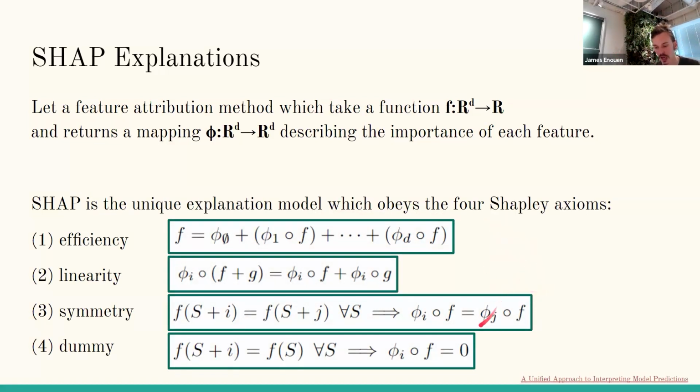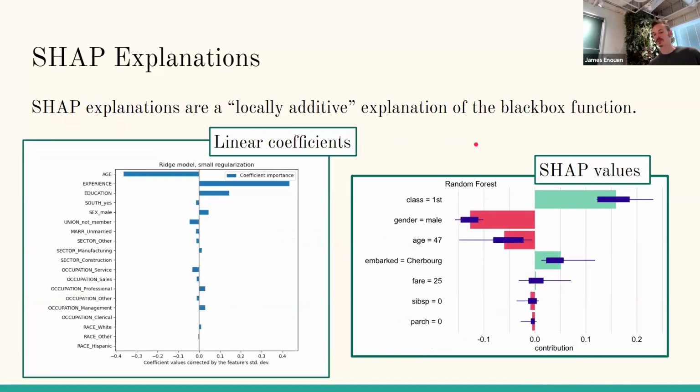If you haven't seen these before, I'd say 3 and 4 are not that interesting. It's just to say you don't have any a priori knowledge on which feature should or shouldn't be important. And 4 is just saying if it's not important, then you'll give it 0 value. But these two, efficiency and linearity, I'll try to convince you basically mean that it's additive. And that will have a nice correspondence with being an additive model. Just to look at what they seem like, they're a locally additive explanation. We can see here, if we were to plot the linear coefficients of our learned linear model, there's a correspondence with the SHAP values and what's being understood from them.